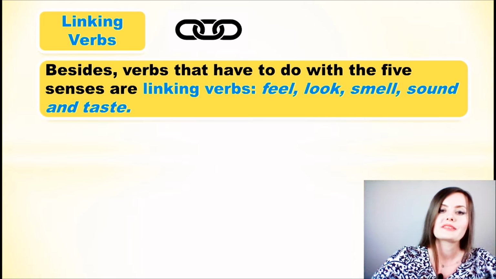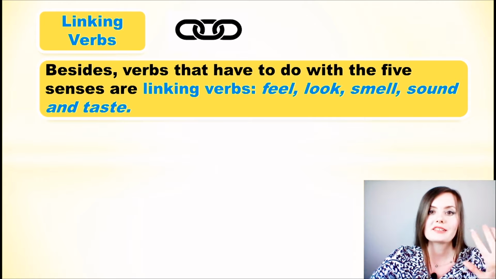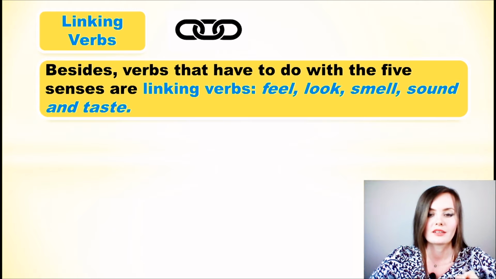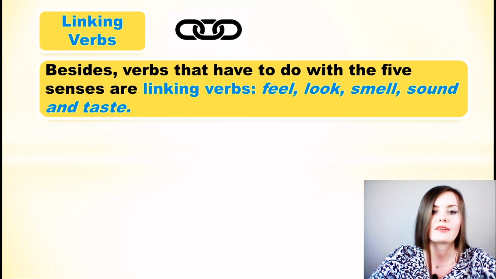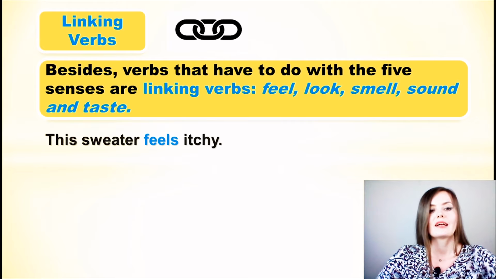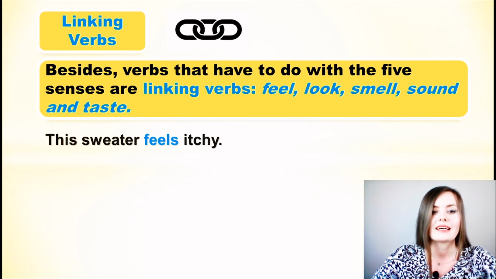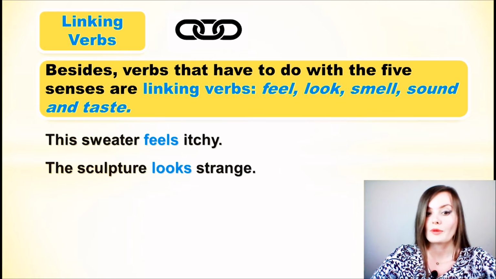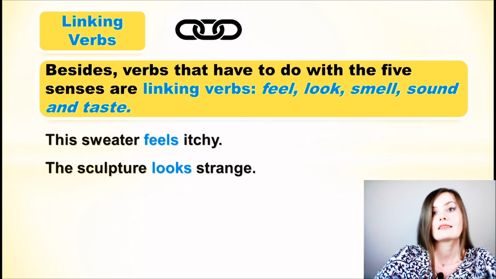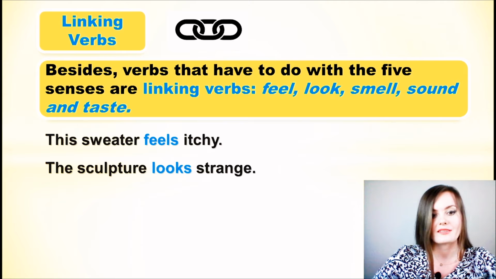Besides, verbs that have to do with the 5 senses are linking verbs. Feel, look, smell, sound, and taste. These are also linking verbs. For example, this sweater feels itchy. So feels in this sentence is a linking verb. The sculpture looks strange. So looks is a linking verb in this sentence.